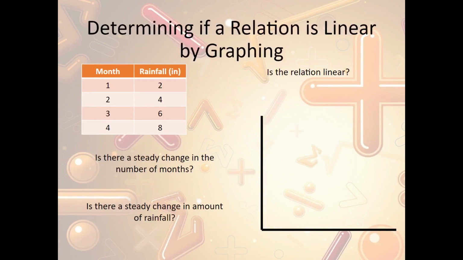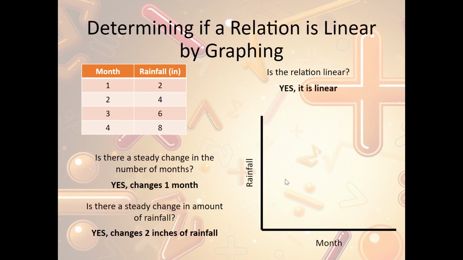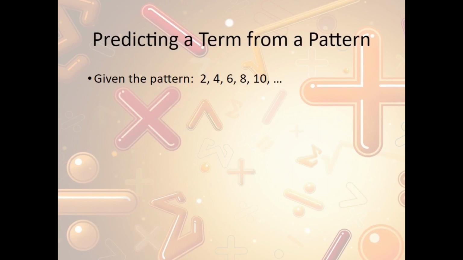Let's take a look at the table. We have our months, and we see that there is a steady change. We're adding 1 month each time. And in rainfall, we can see that we have a consistent change also. We are adding 2 inches each month. Therefore, if we were to plot these points, it would look like this, and we can see it does form a straight line. Yes, it is linear because we have a consistent change of addition and a consistent change of addition.